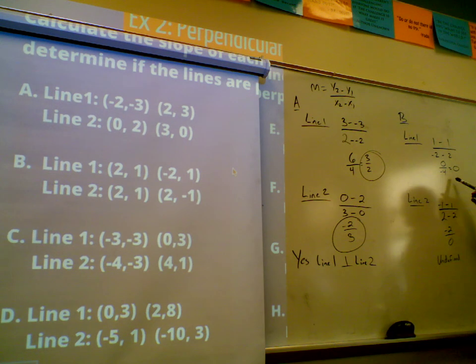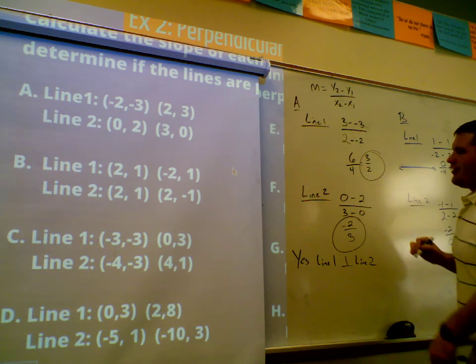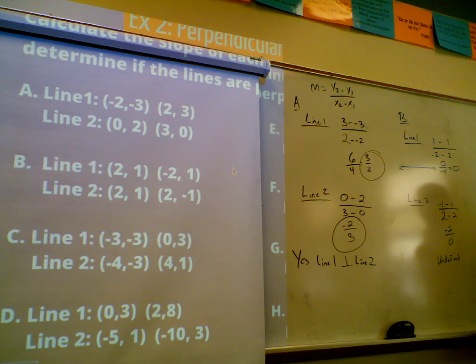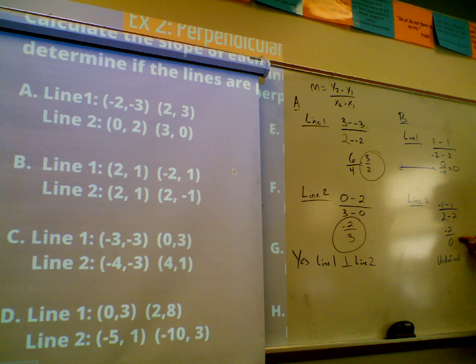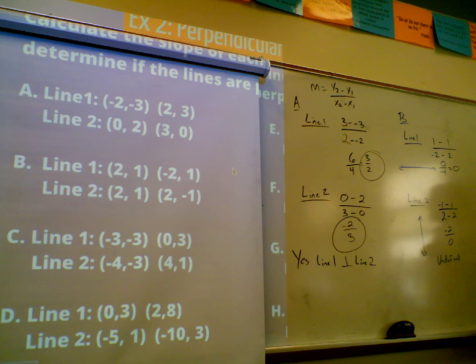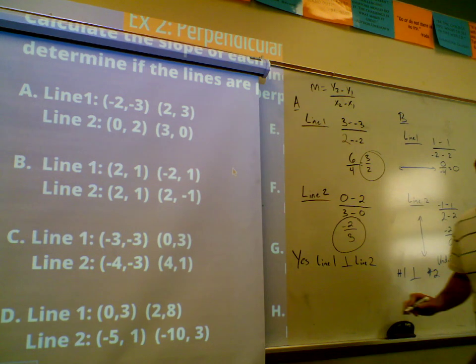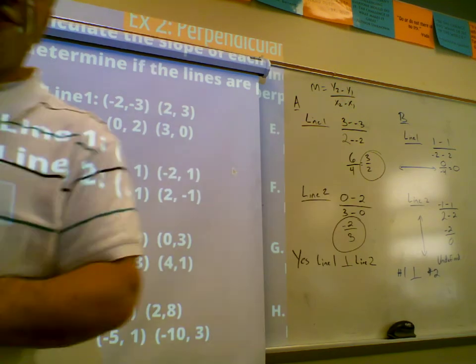Okay, this one, slope of 0, right? Is this one rising or running? Running. It just runs. It's a horizontal line. This one, is it rising or running? It's rising. Actually lowering. Vertical line. Is vertical and horizontal perpendicular? Yes. So in this case, number 1 is perpendicular to number 2. So Jamira, I think you owe Faith an apology.